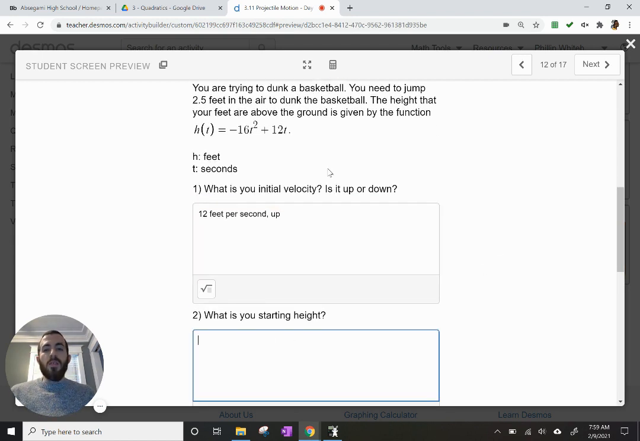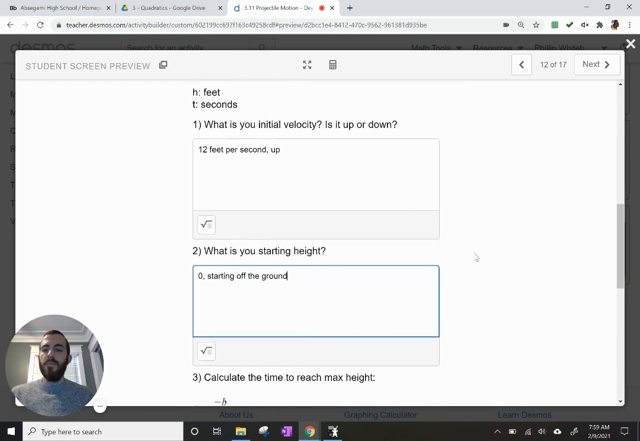What is the starting height? So we have no C term here. There's no plus any number. So that means the height is 0 because you're starting off the ground. So because you're starting off the ground, it's 0.